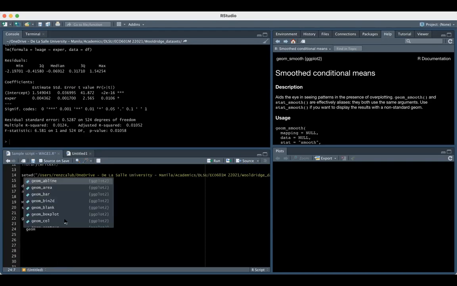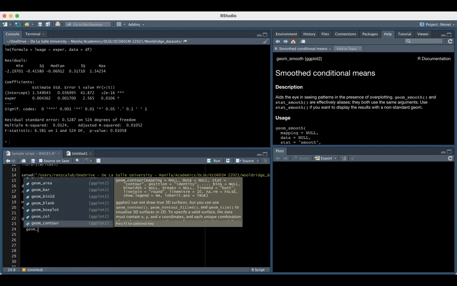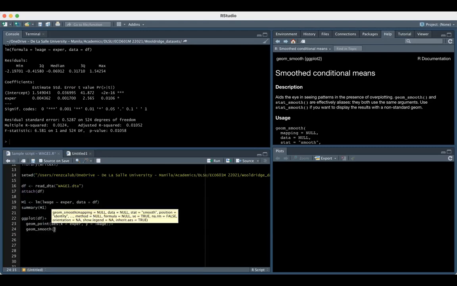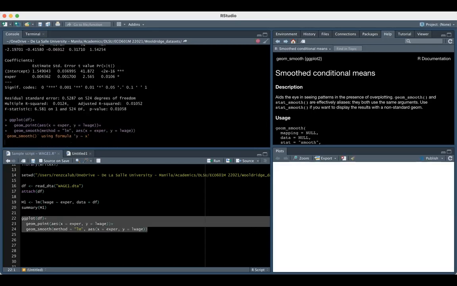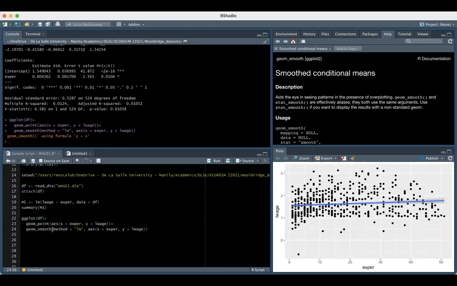You can create the fitted line by typing geom_smooth. We have our method, which is lm, and then we'll specify the variables: x experience, y lwage. Enter, and that is your regression line, which is pretty much the same as our earlier plotting using Stata.